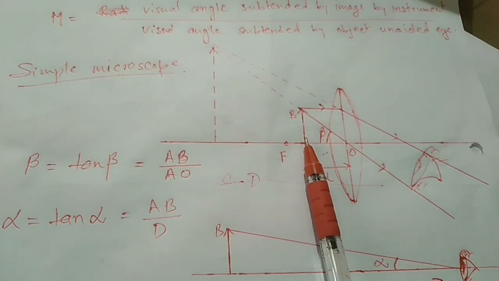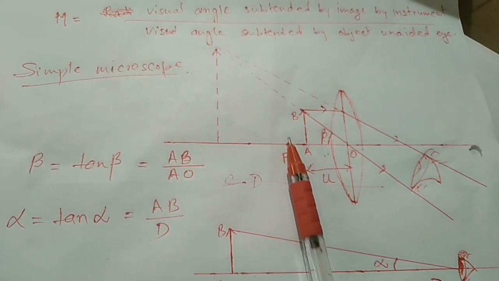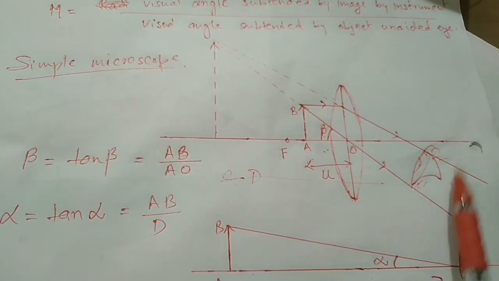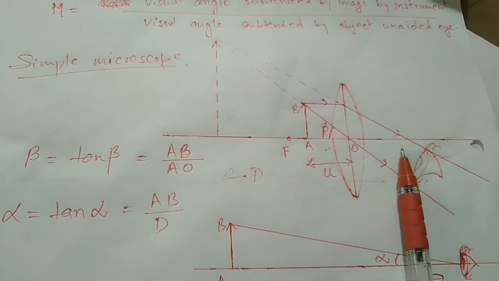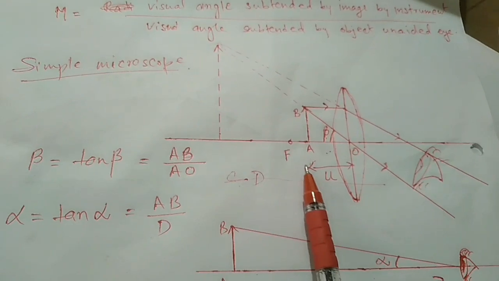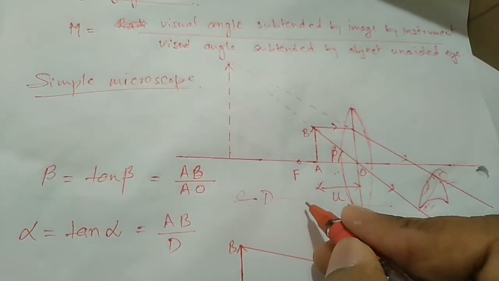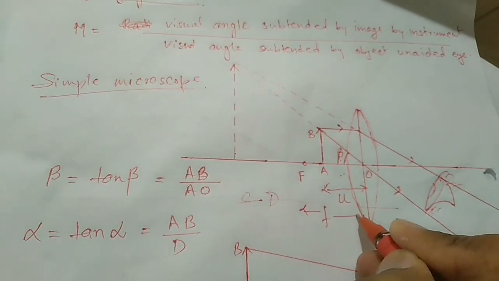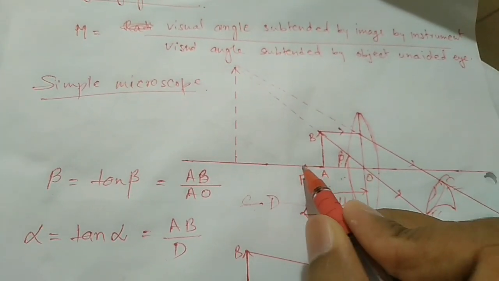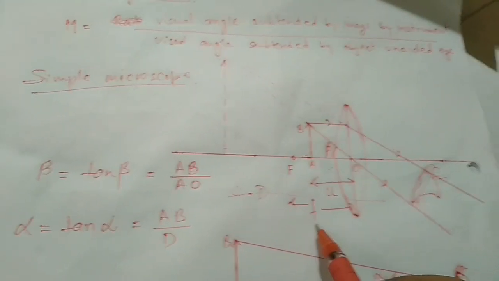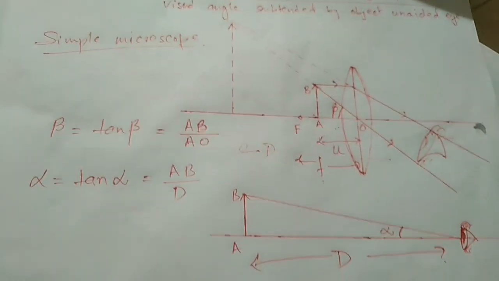One more case: suppose this object is shifted to the focus, at focus. If it is at focus, the image will form at infinity. So if the image is formed at infinity, the value of u is the value of f, our focal length. If this object is moved to this place, the object distance u will be the focal length f.